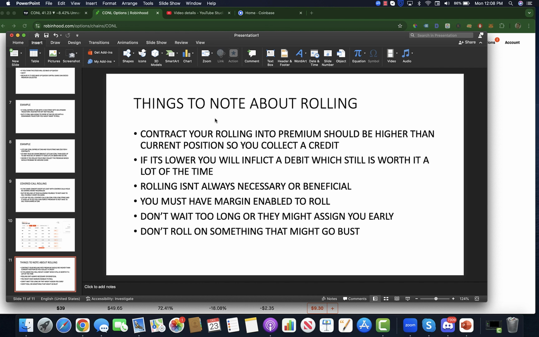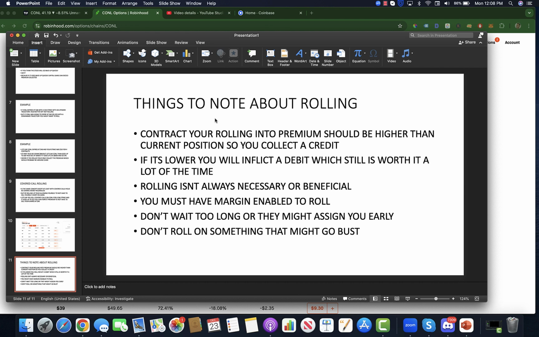As I just mentioned in bullet point number 2, if the premium that you roll into is lower than your current premium, you will have to pay a fee as opposed to receiving a credit, and I am trying to lose as little as possible and gain as much as possible. So keep it in mind, rolling isn't always necessary or beneficial. You must have margin enabled to roll. You don't necessarily need to use a lot of margin, but you must have it enabled on your account to roll.